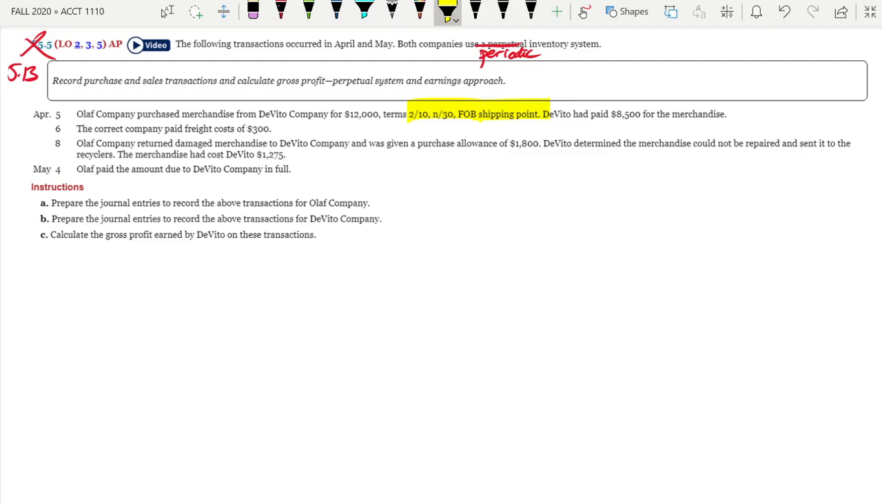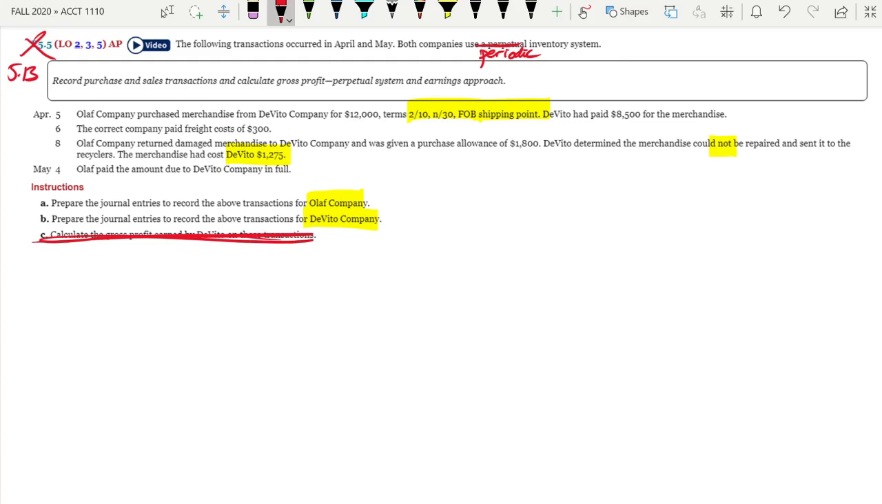Olaf Company returned damaged merchandise to DeVito and was given a purchase allowance of $1,800. DeVito determined the merchandise could not be repaired and sent it to the recyclers. The merchandise had cost DeVito $1,275. And finally, Olaf paid the amount due to DeVito in full. Prepare the journal entries for Olaf Company, and Olaf once again is the buyer, and then DeVito Company. And I should mention that one last difference between this question is that there is no part C in 5.13. All right, so let's go ahead and do this.